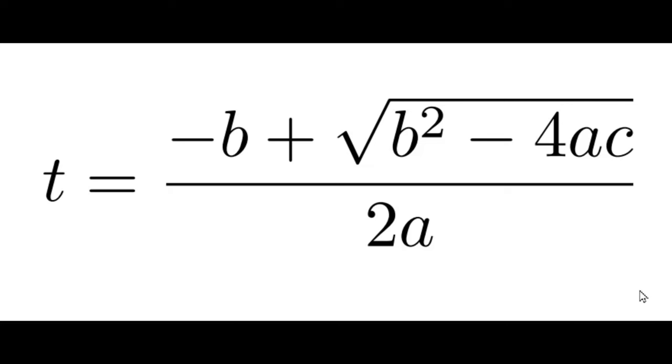One thing we have to worry about is what if b squared minus 4ac is negative? And we're gonna try and take the square root of a negative number. What if a is zero and there's a divide by zero error?